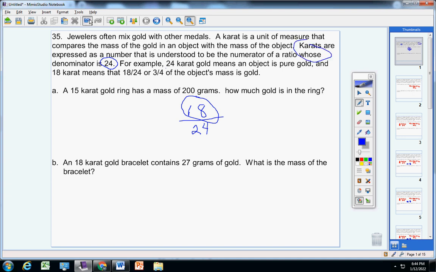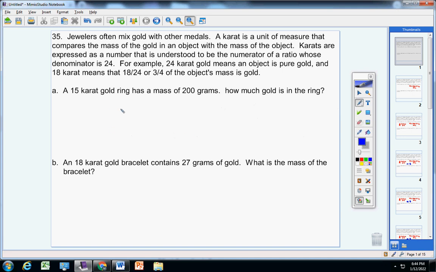So if it's 18 karat gold, that means 18 over 24, which reduces to 3/4. That means 3/4 of the rock or the ring or whatever it is, 3/4 of the item is gold. In this case, 3/4 would be gold and 1/4 would be other metals. Okay, with that in mind, here we go.